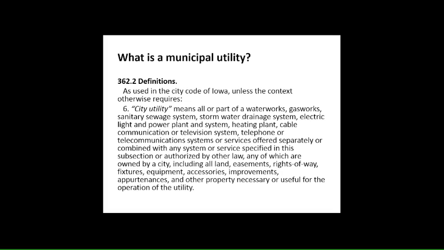I want to point out something that will become important later on in the talk, and that's what normally looks like the tagline. That is where they describe what is part of the municipal utility: all lands, easements, right-of-way fixtures, equipment, accessories, improvements, appurtenances, love that word, and other property necessary or useful for the operation of the utility. Stay tuned and pay attention to that. We will come back.